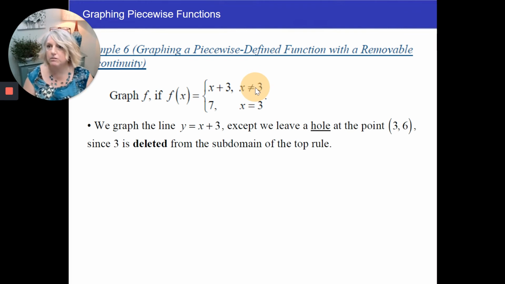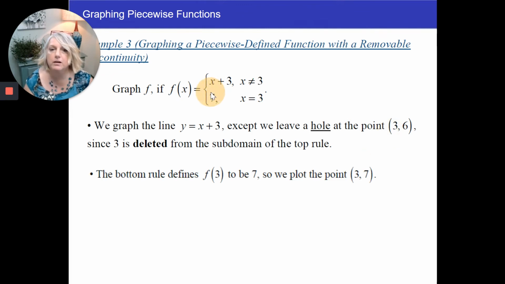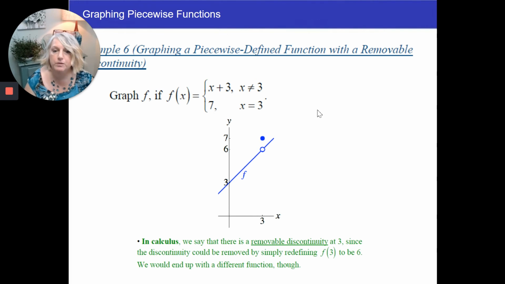We deleted 3 from the domain. When this is your subdomain, it means graph the line for everything but 3. And so that's why I'm going to put a hole at the point (3, 6). And then the bottom rule tells me where the point actually is for that. And we end up with this picture.